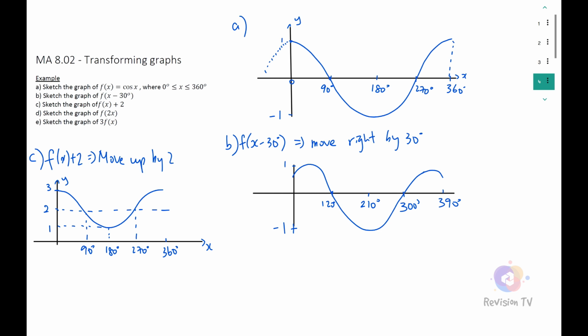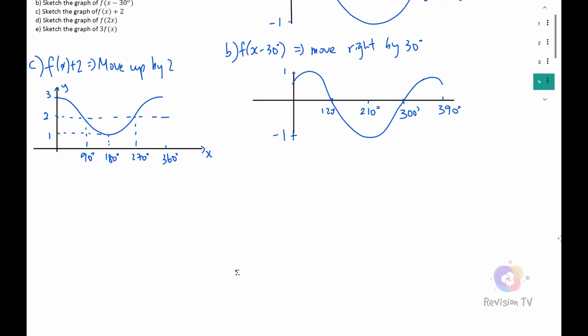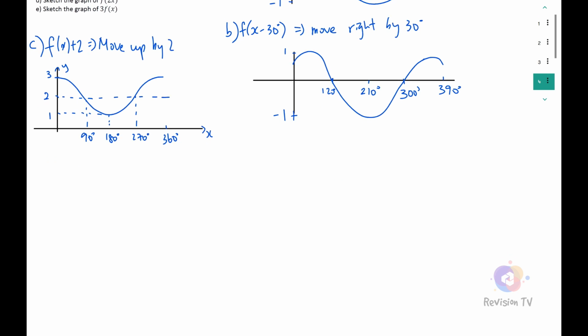Question D. Sketch a graph of f of 2x. Okay, so now you might be wondering why there was no 2x before. Because I do want to introduce things bit by bit. So you should be quite familiar with translation and reflection now. So let's dive into the stretch area. F of 2x. Multiplying means a stretch. 2 inside means stretching in the x direction, or stretching horizontally.